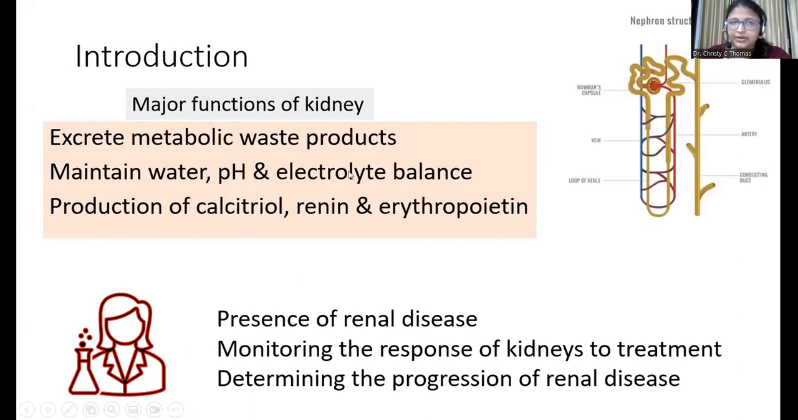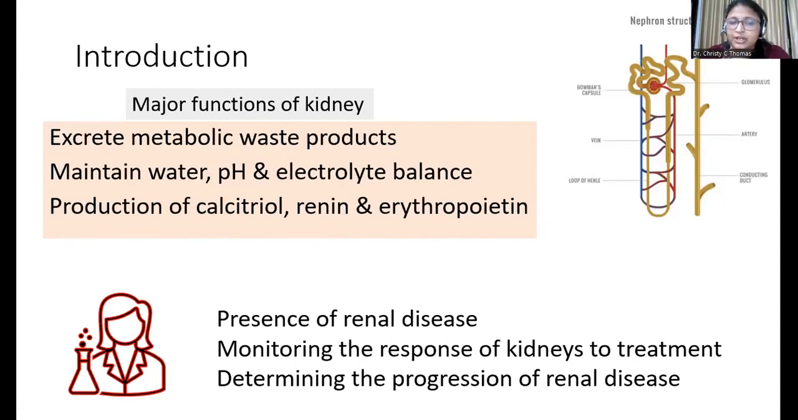Kidney being an excretory organ, the major function is to excrete metabolic waste products. It has a role in homeostasis also, so it helps to maintain water, pH, and electrolyte balance. It has some endocrine function also, so it helps in the production of calcitriol, renin, and erythropoietin. By the term assessment of kidney function, your aim is to detect the presence of renal disease and also to monitor the response of kidneys to treatment and so to determine the progression of renal disease.